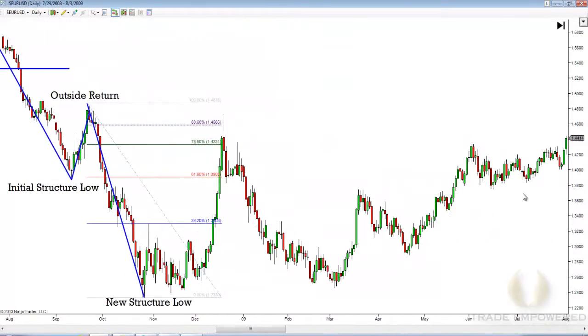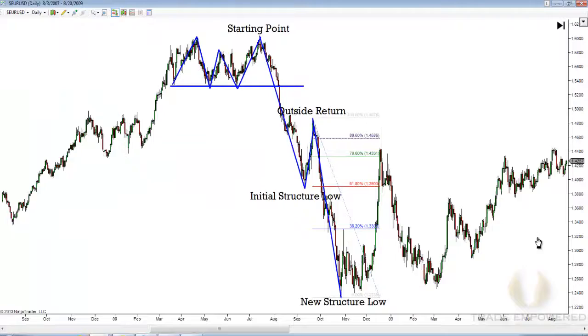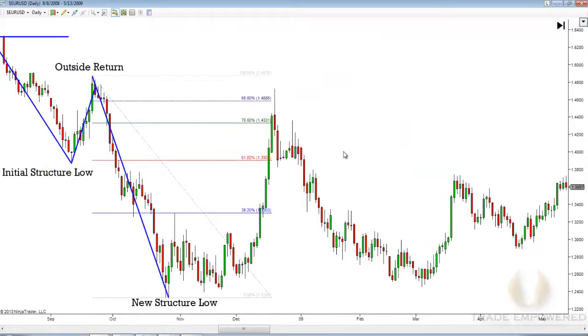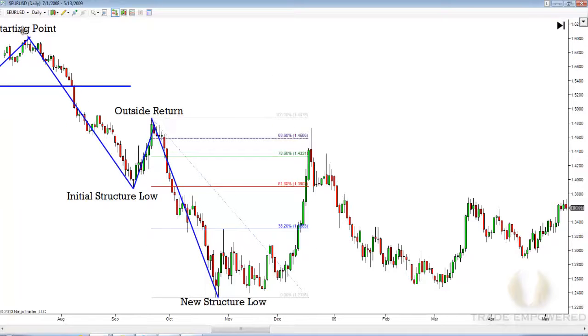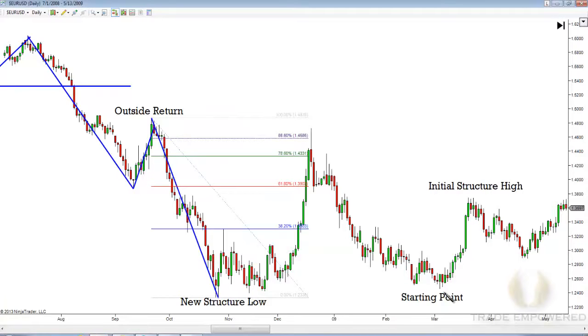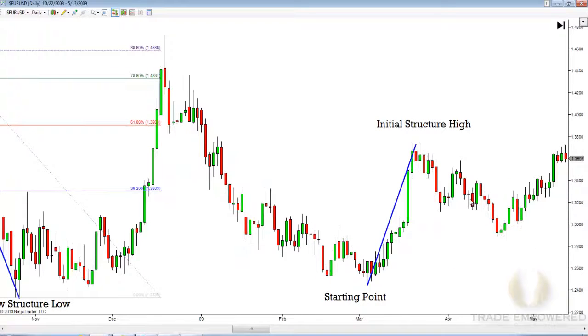Let's follow the market on. See if we can get a bullish example. And we can even look right here. So let's call this our starting point down here. And we'll call this our initial structure high. This is going to be our first move, starting point to initial structure high. So how we would use our Fibonacci retracement tool in a bullish trend would be taking it this time from our swing low to our swing high.